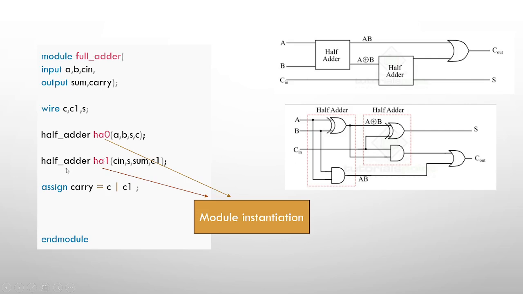Now in the second half adder, C and S are the inputs. You will be seeing it here. These two are the inputs, and sum and C1 are the outputs. In this way, just like connecting, you are creating the actual copy of that. In this way you will do the instantiation. Now what you're doing is just creating the copy for that particular module.